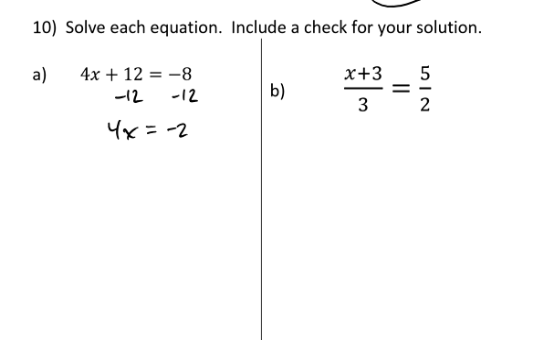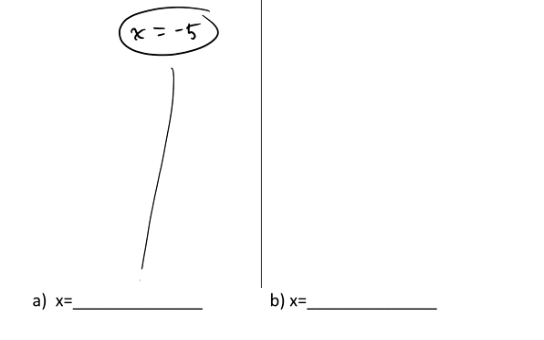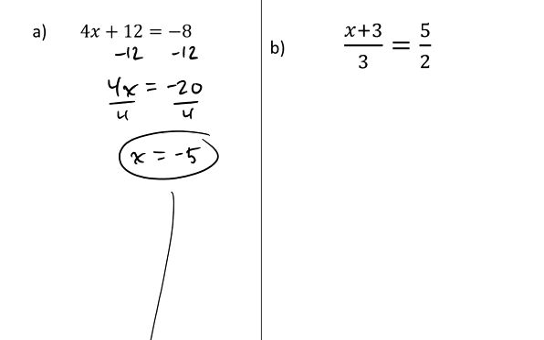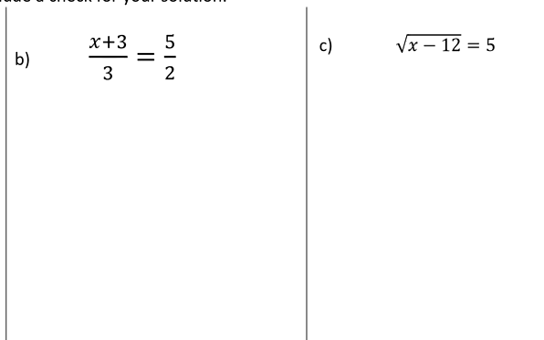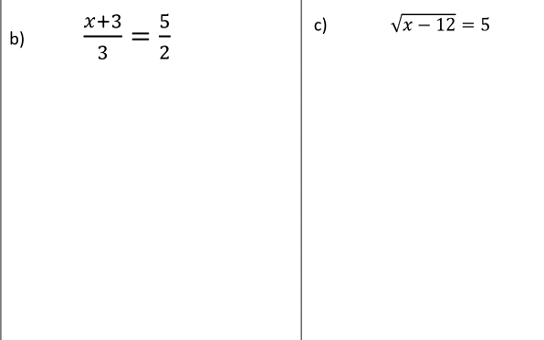4x would have to be negative 20 then, and if I divide both sides by 4, I can see that x would have to be negative 5. So that was the first answer, and I just asked that you write them down on this line. You all did that. The next problem was quite interesting, and here's the thing: I understand where it comes from, but it's a little frustrating.